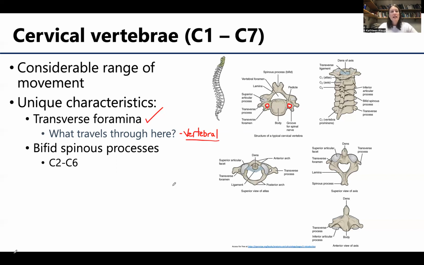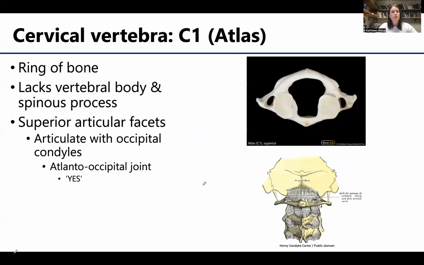Many of the cervical vertebrae, specifically C2 through C6, will have that bifid spinous process we talked about before, and you can see that well in this illustration here. There are going to be 3 unique cervical vertebrae. The first is C1, so the very first one, often referred to as the atlas, and it looks very distinct.